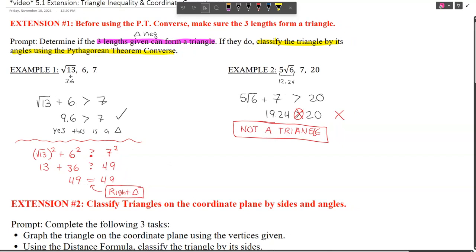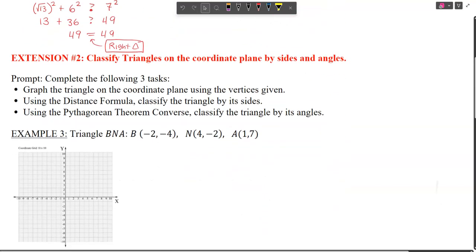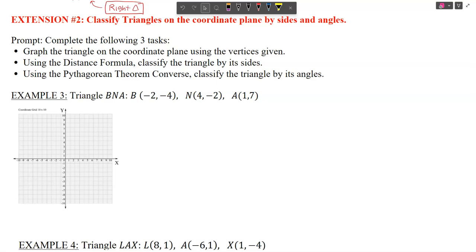At the end of the video, there are two practice problems for you to try. This first extension... let's talk about the second extension. The second extension goes to our coordinate geometry unit, where we talked about classifying triangles on the coordinate plane.